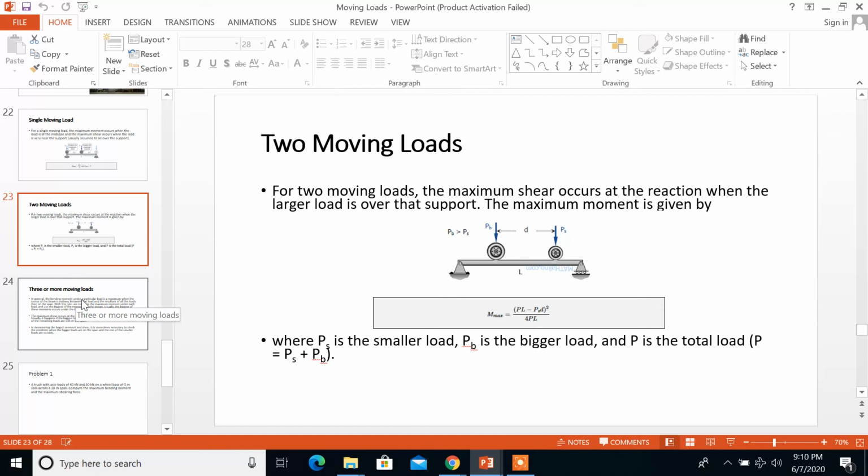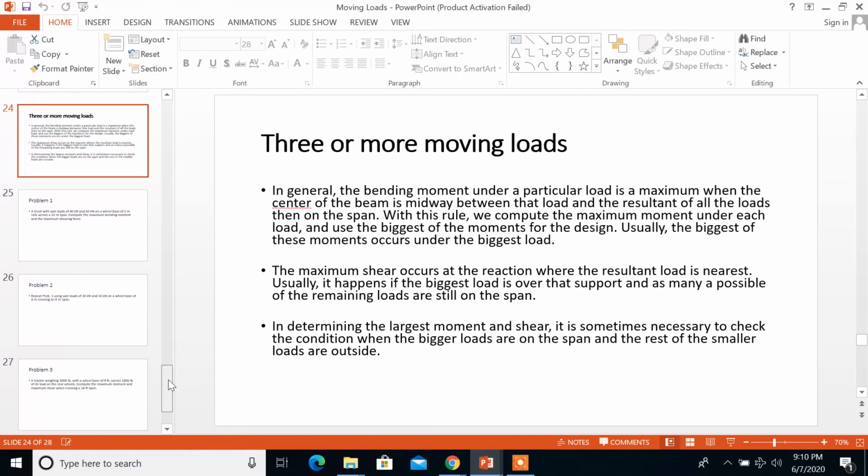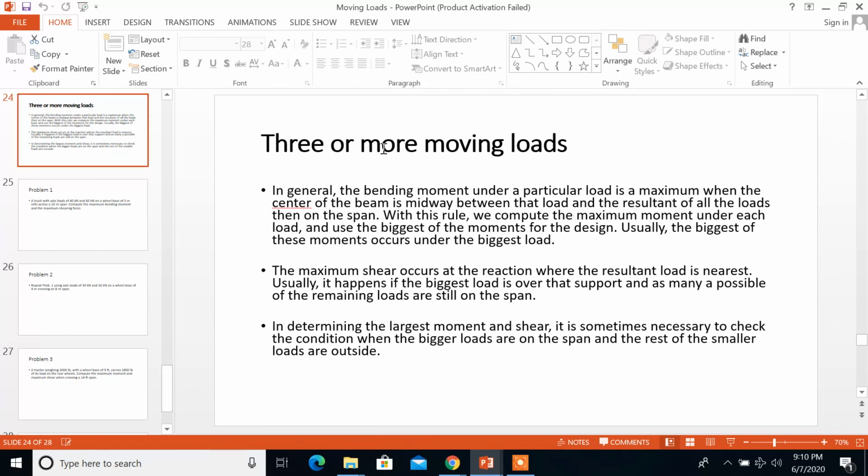So, what if naman kung meron tayong mga truck or yung mas maraming gulong? So, 3 or more moving loads. In general, the bending moment under a particular load is a maximum when the center of the beam is midway between that load and the resultant of all the loads then on the span. So, with this rule, we compute the maximum moment under each load and use the biggest of the moments for the design. So, usually, the biggest of this moment occurs under the biggest load.